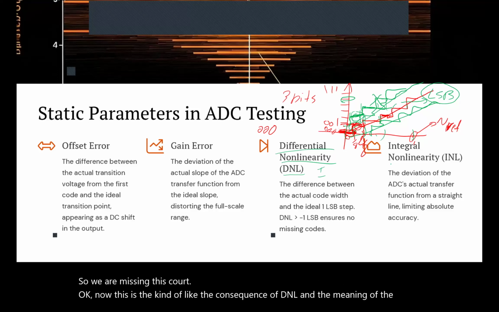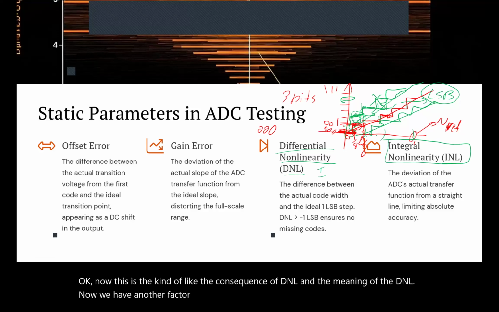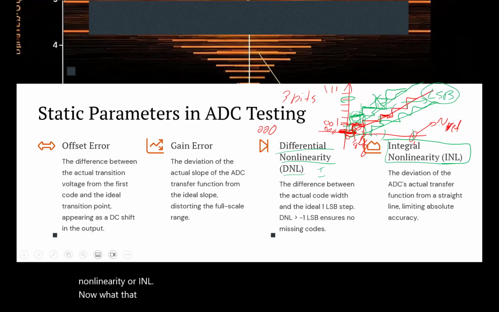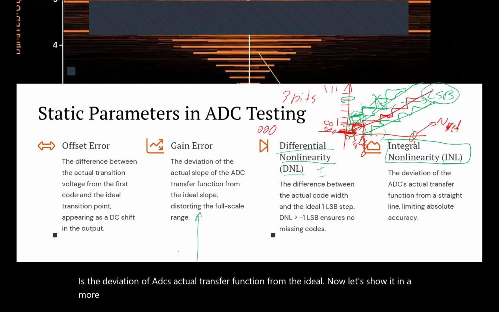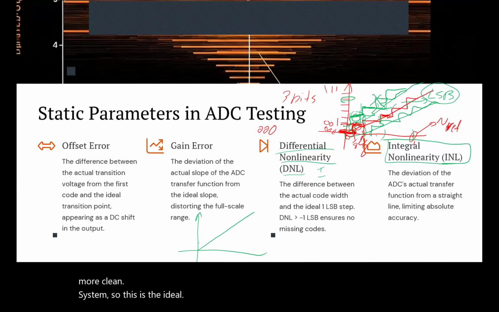Now we have another factor that we use in static testing that is named integral nonlinearity, or INL. Now, what does that mean? Integral nonlinearity, or INL, is a deviation of the ADC's actual transfer function from the ideal. Now, let's show it in a cleaner system. So this is the ideal. This is the non-ideal.